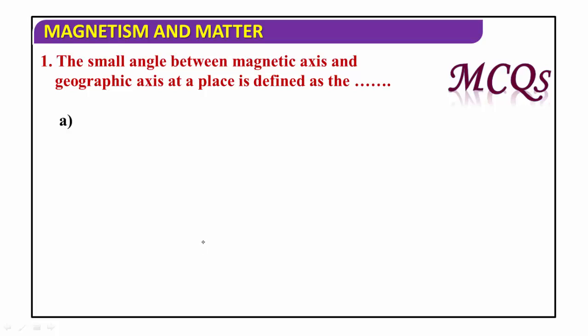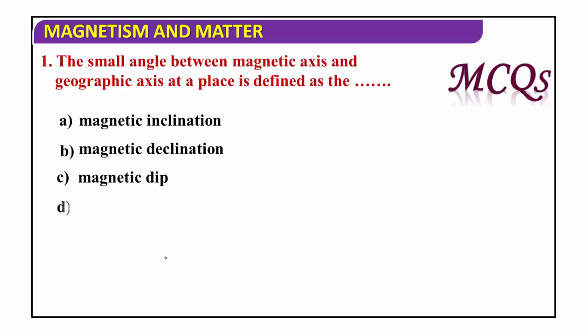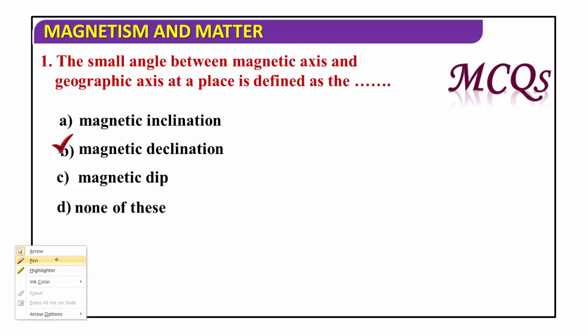Some 1 mark questions on this concept. The angle between the magnetic axis and geographic axis at a place is called: magnetic inclination, magnetic declination, magnetic dip, or none of the above? Magnetic declination is the right answer, because the angle between the magnetic axis and the geographic axis, or between the magnetic meridian and the geographic meridian, is called magnetic declination.